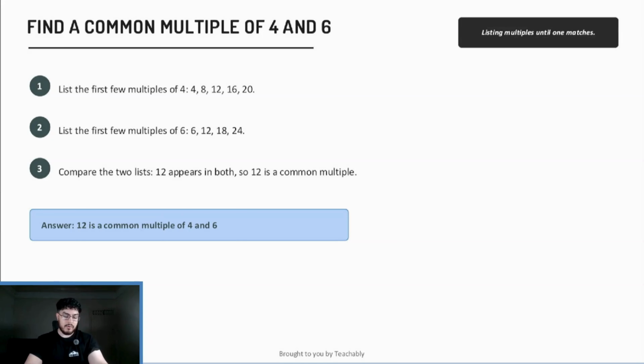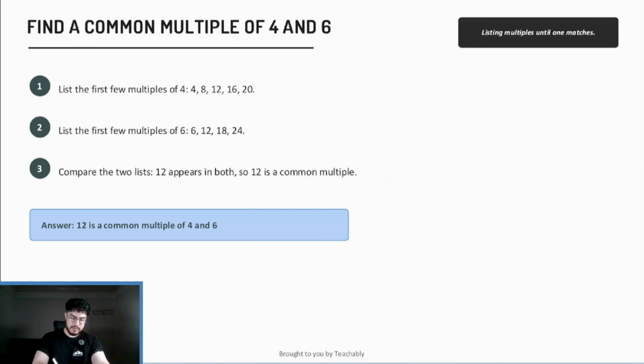Find a common multiple of 4 and 6. I'm just going to read out the methodology and then I'm going to give you the example. Number 1, list the first few multiples. For 4 that is 4, 8, 12, 16, 20. List the first few multiples of 6: 6, 12, 18, 24. Compare the two lists, and 12 appears in both, so 12 is a common multiple.